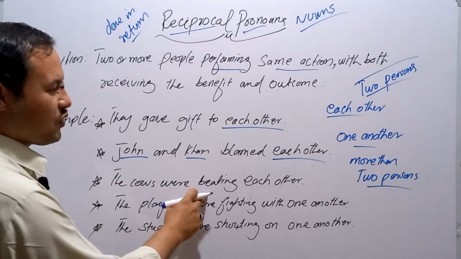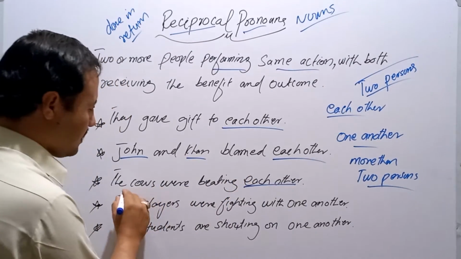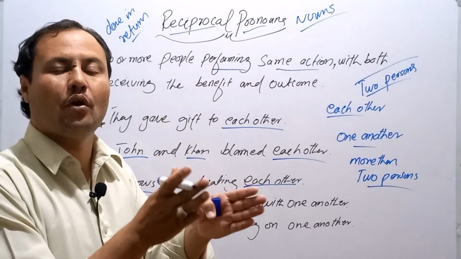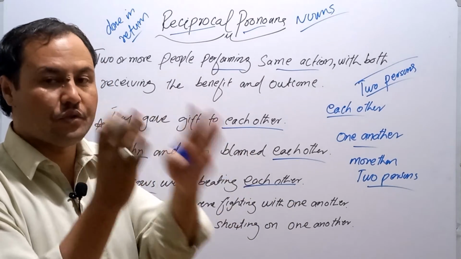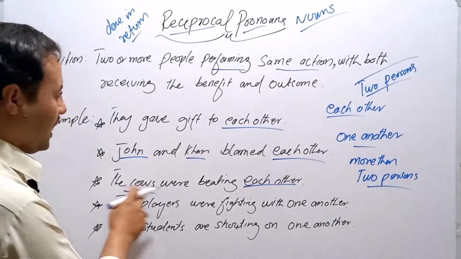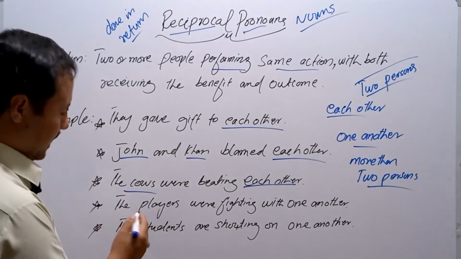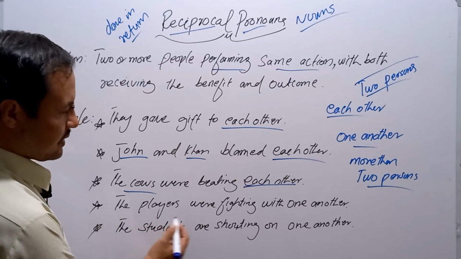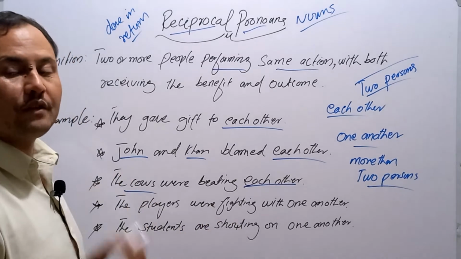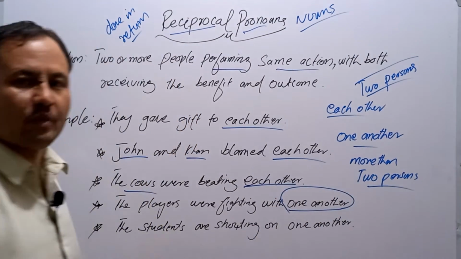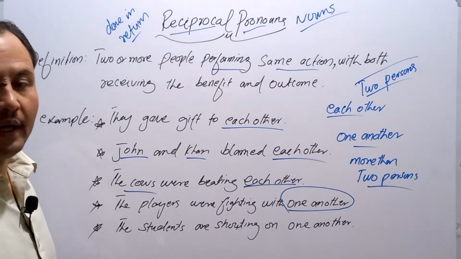The cows were beating each other. If we use each other, then it means there are two objects, two persons or two animals. So the cows were beating each other. The next one, the players were fighting with one another. It means more than two persons are performing the same activity.